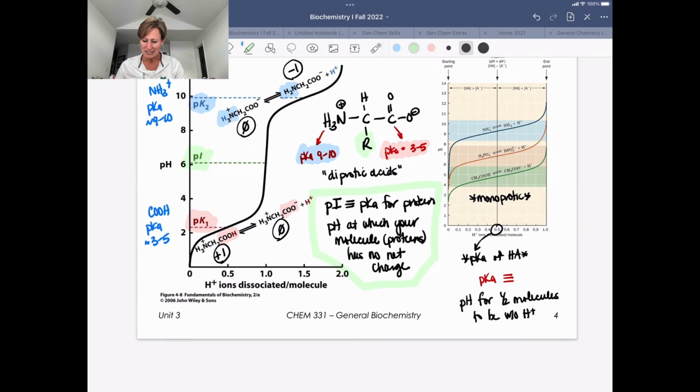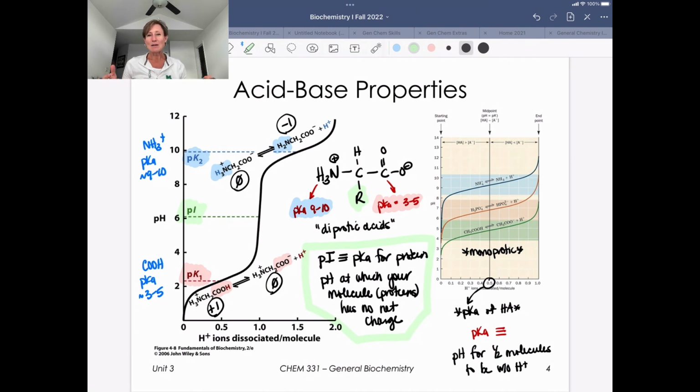But the key here is to recognize that when we're thinking about acid-base properties of our amino acids and then our proteins, we've got multiple ionizable groups to think about. To simplify that, we define essentially the pKa of that protein as something we call the pI. The pI of a protein is the pH you want to be at where your protein has no net charge.